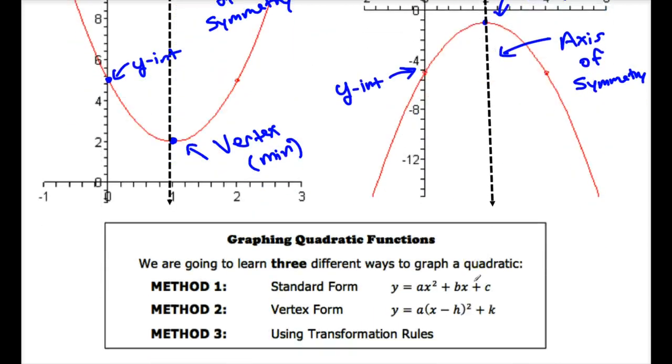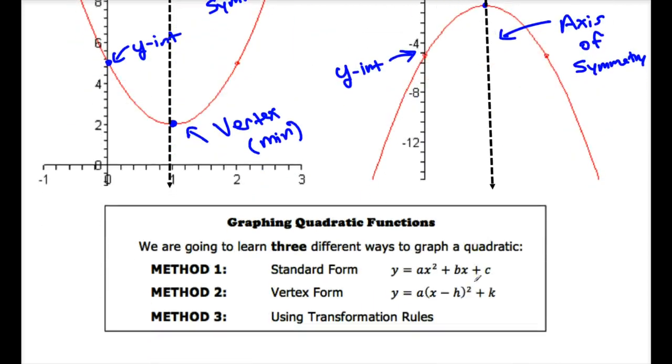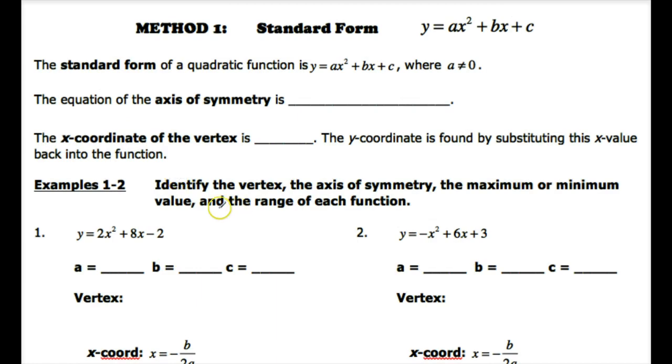Going below here, you can read that we're going to look at 3 different ways for graphing a quadratic. Again, today we're just looking at this first form, standard form. Next video we'll be looking at vertex form, and then we'll do one more video where we'll just review transformation rules, okay? Similar to what we did for absolute value functions. So now let's look at some examples. Again, just standard form is what we're looking at today.